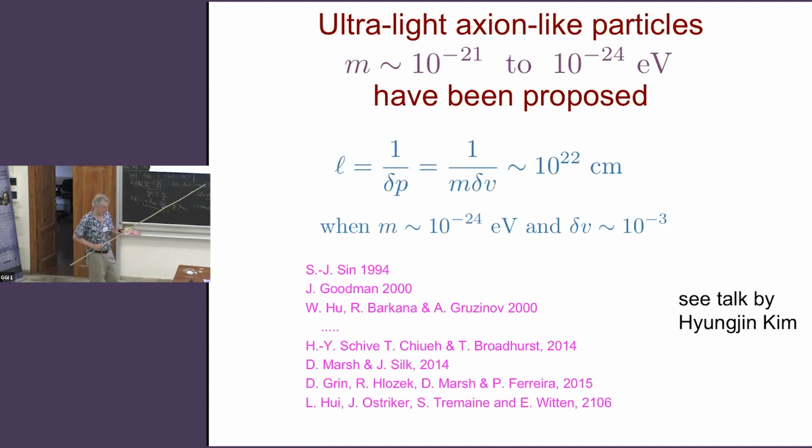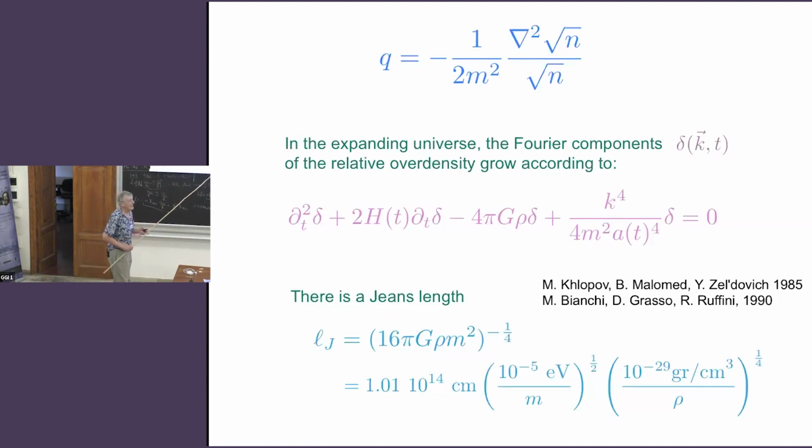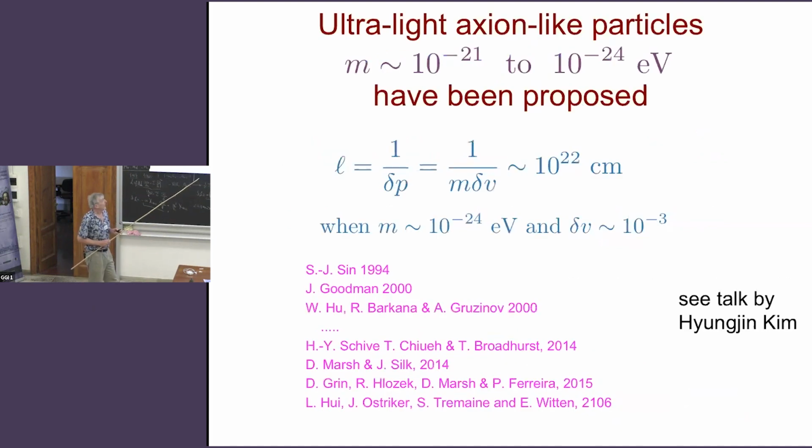But that's because I took the axion mass to be 10 to the minus 5 eV. Now, it has been proposed that the axion could be much lighter, maybe 10 to the minus 21 eV, 10 to the minus 24 eV. And then the Jeans length becomes of order kiloparsec. This is 3 kiloparsec, 10 to the 22 centimeters, which is of order the central region of the galaxy. We are of order 10 kiloparsec from its center.